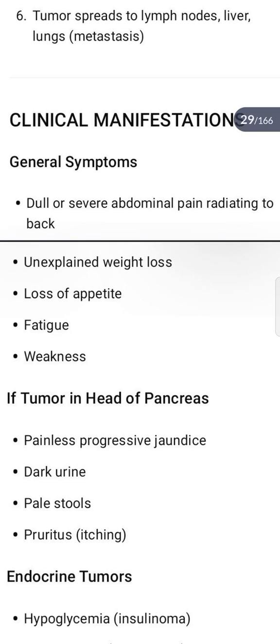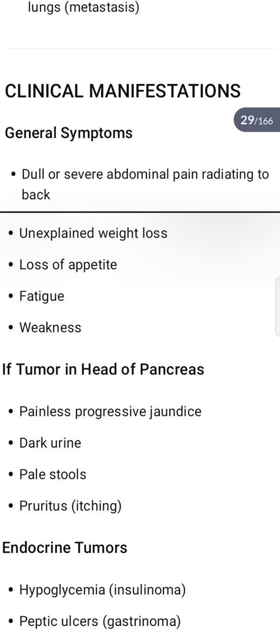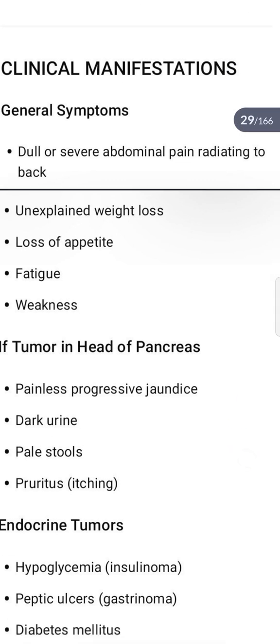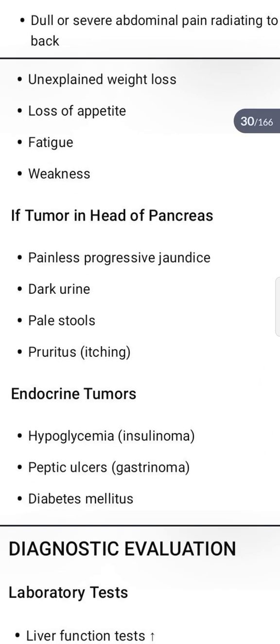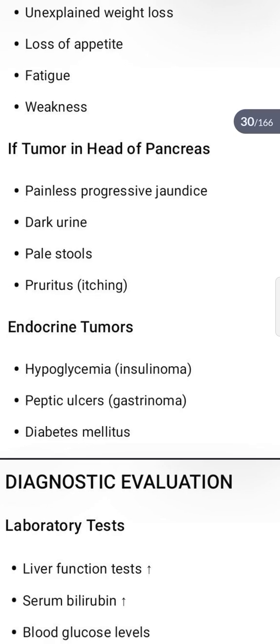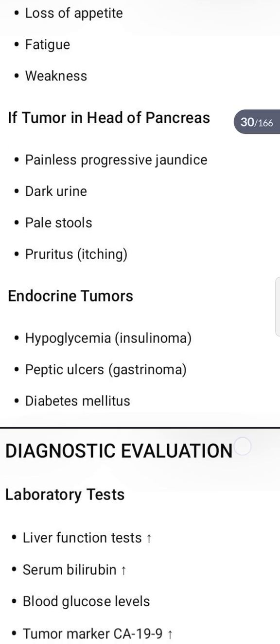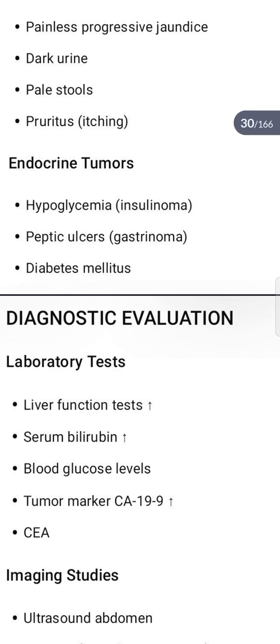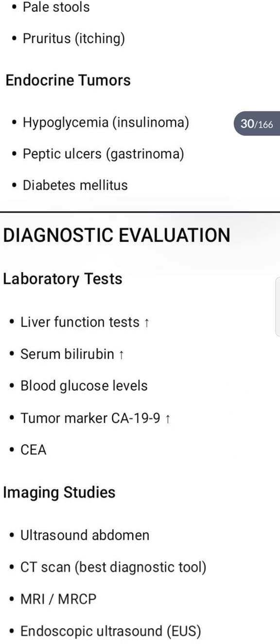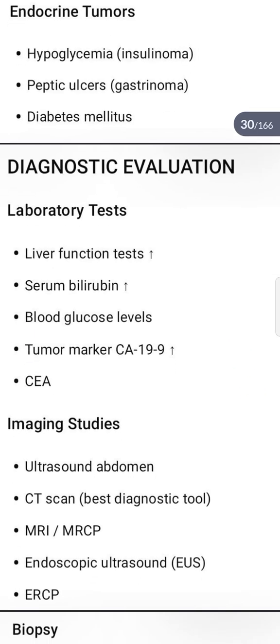Clinical manifestations: the general symptoms are dull or severe abdominal pain radiating to the back, unexplained weight loss, loss of appetite, fatigue (you will feel a lot of tiredness), and weakness. If the tumor is in the head, dark urine can be seen, pale stool, and peripheral itching can be there; a lot of itching is seen, with painless progressive jaundice. In endocrine tumors we will see a hypoglycemic condition, peptic ulcer, gastrinoma, and diabetes mellitus can be there.